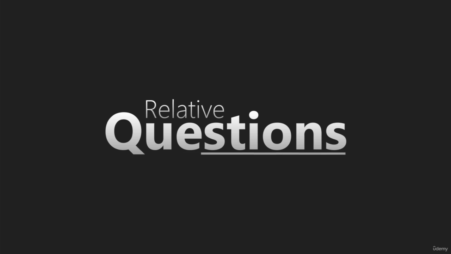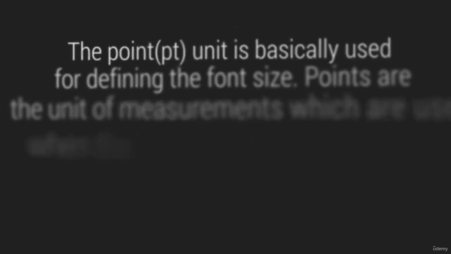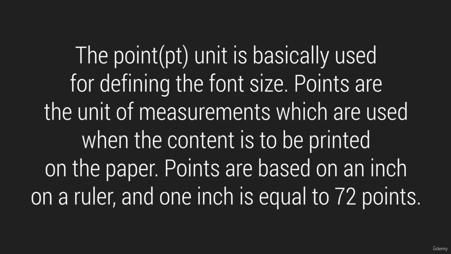Now let's talk about related questions. So what is a point size unit in CSS? The point unit is basically used for defining the font size. Points are the unit of measurement which are used when the content is to be printed on paper. Points are based on an inch on a ruler, and 1 inch is equal to 72 points.